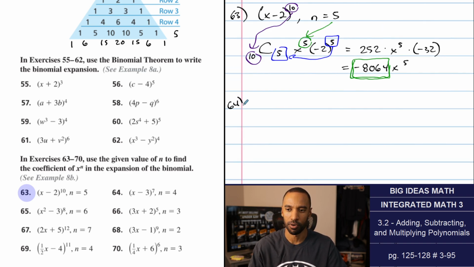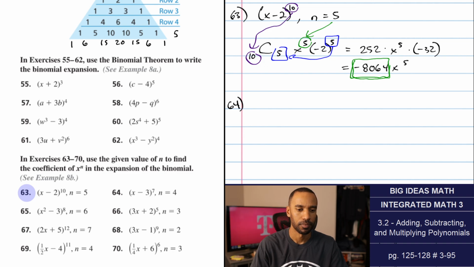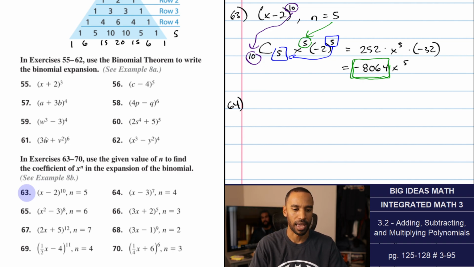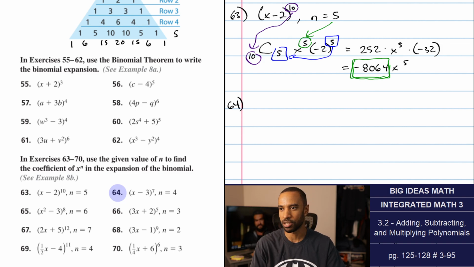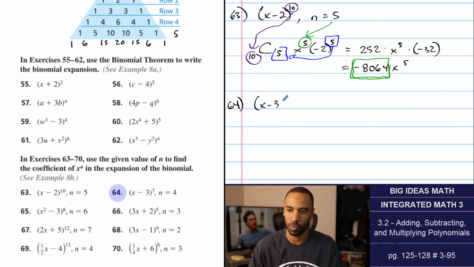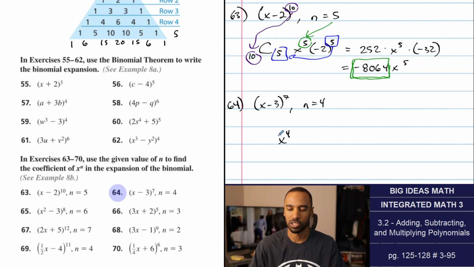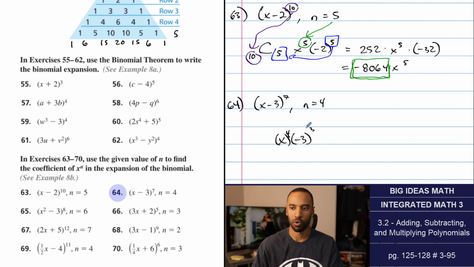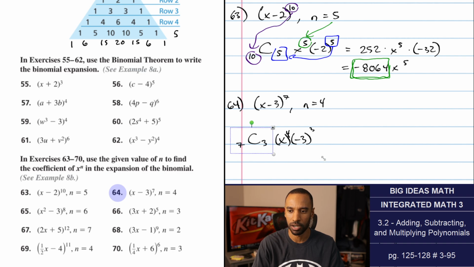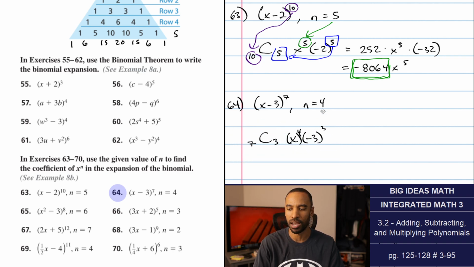So let's try it again for number 64. On number 64, we have x minus 3 to the 7th power, where n equals 4. We want this thing to say an x to the 4th ultimately. But for x minus 3 to the 7th power, n equals 4, we need to get the term that will say x to the 4th on it. Now, when it says x to the 4th, it's also going to say negative 3 to the 3rd. It'll say to the 3rd because 4 plus 3 needs to add to 7. Now, we're going to be doing 7 choose 3 to make that happen because the 3 matches up here in the combination with the 3 in the exponent of the second term of the binomial, that one.